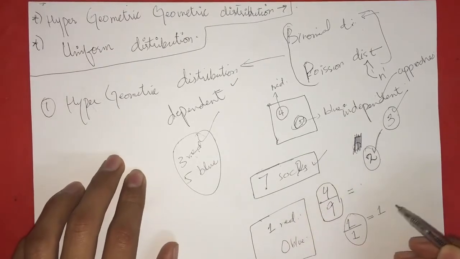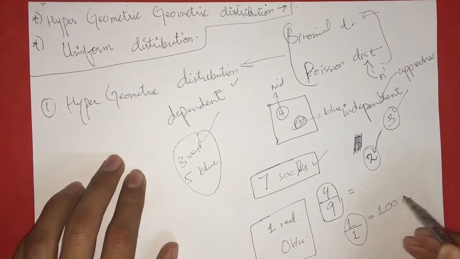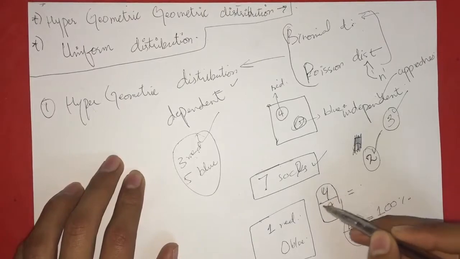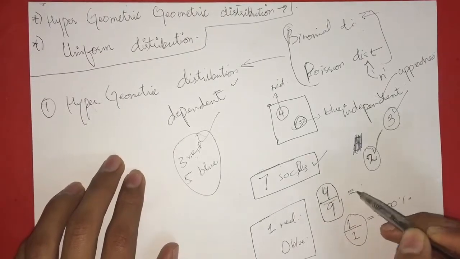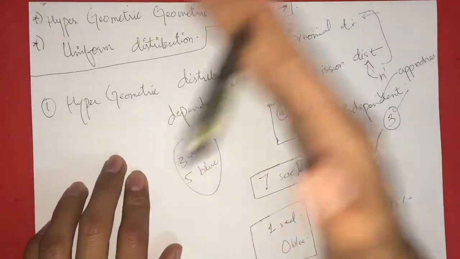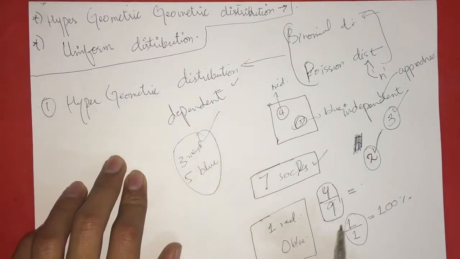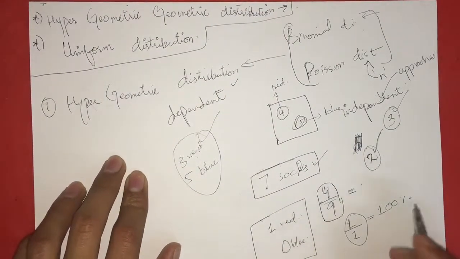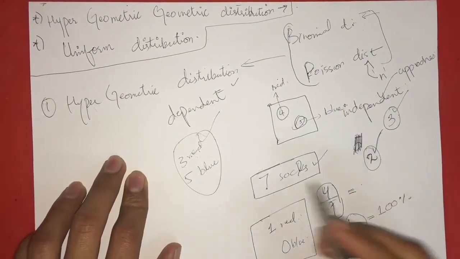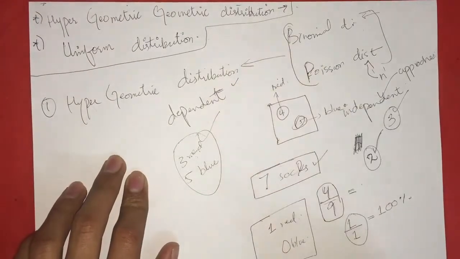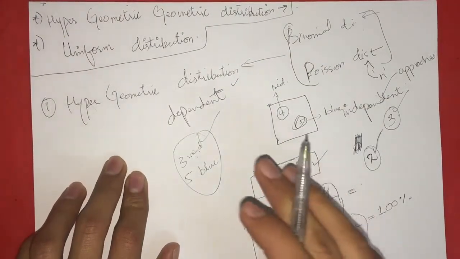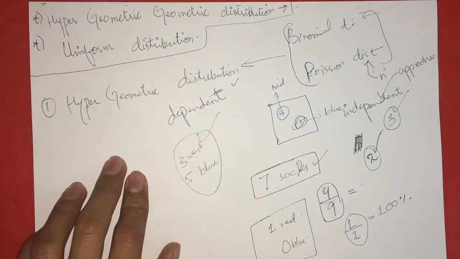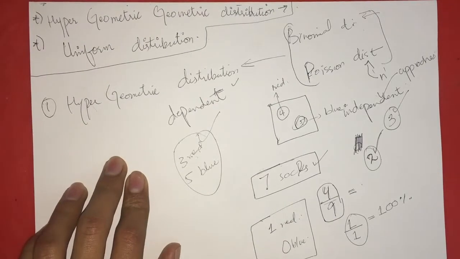There's a total 100% chance. But right here we had 4 by 9. So it's different because we didn't replace socks back in the container. So that is why the probabilities are different. This is a dependent event, where the objects don't get replaced.